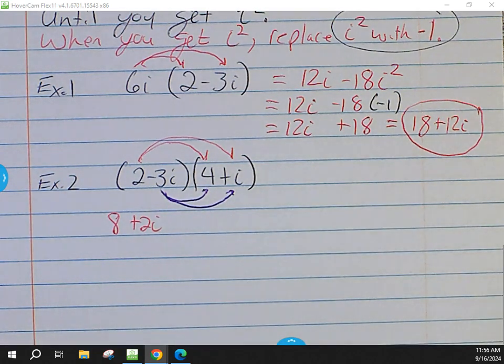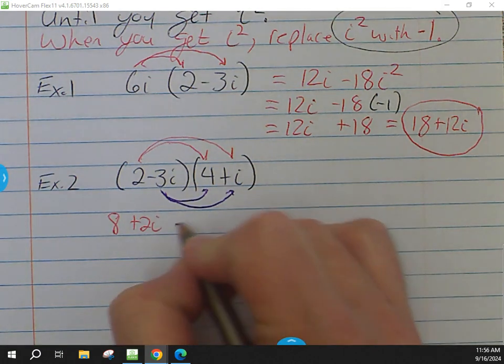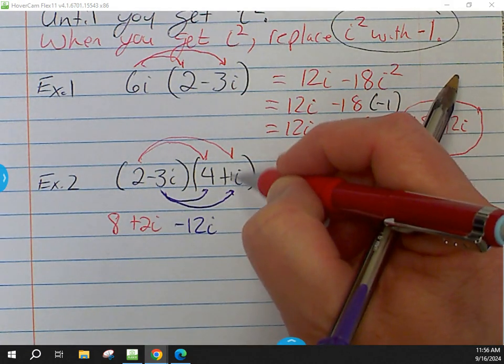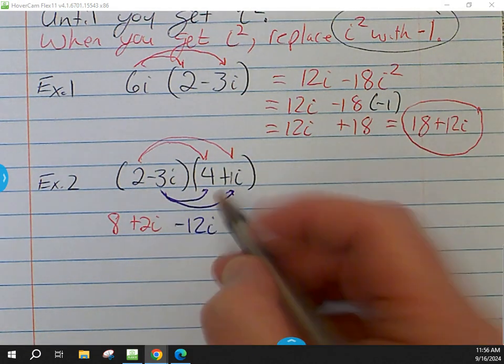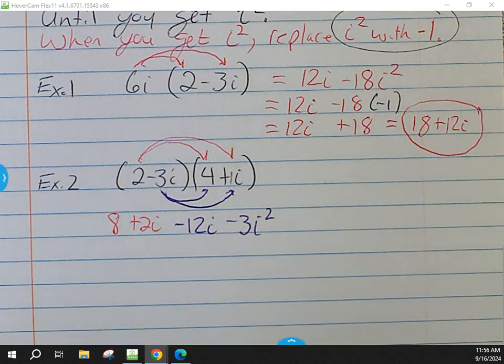All right, the second distributive property you're going to do is now we're going to take negative 3i and multiply it by the 4 and the i. So we've got negative 3i times 4. That's a negative 12i. When you do negative 3 times, and if you need the 1 there, you can always put that in there, negative 3 times 1 would be negative 3. And then when you do i times i, that is i squared.